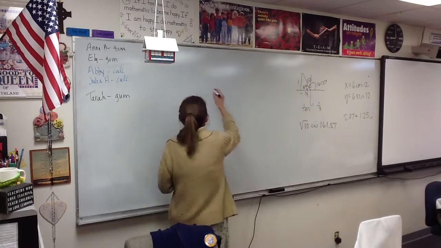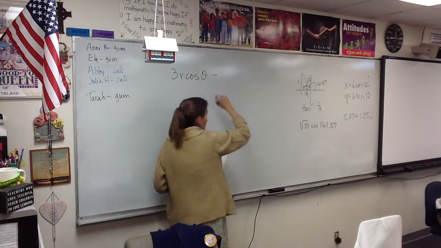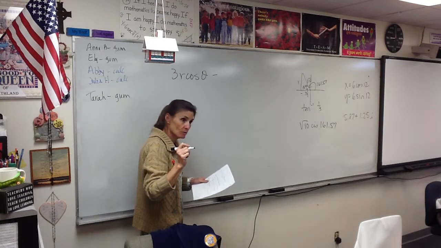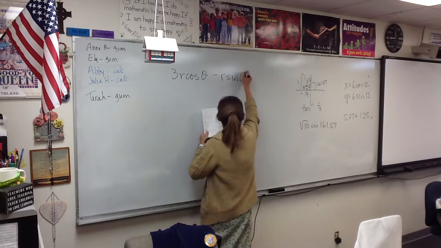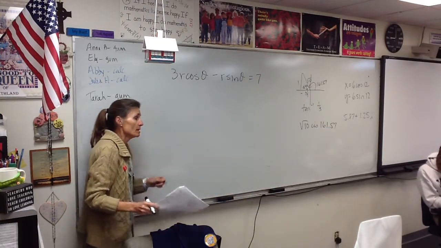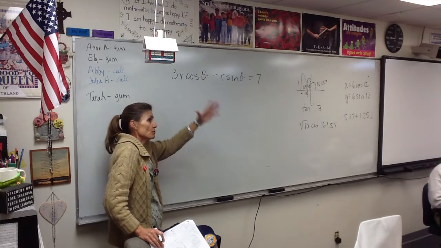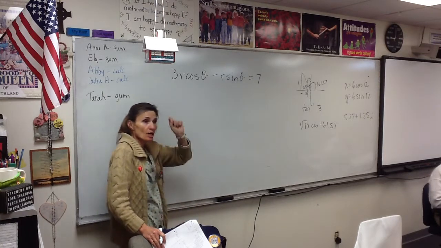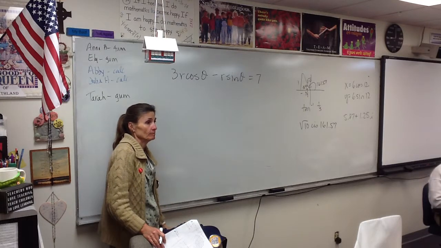So our equation will be 3R cosine theta minus, okay, what am I going to change Y to, Kaylin? R sine theta? Yeah. There's the answer. Like Kaylin said, all you have to do is change X to R cosine theta, change Y to R sine theta, and you're done.